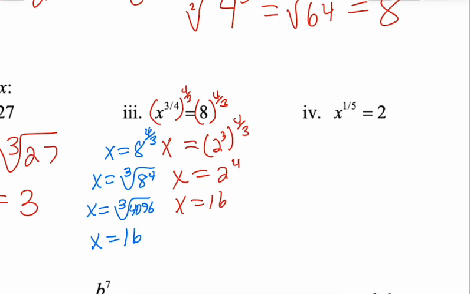So what's going to get rid of a 1/5 power is a 5 over 1, the reciprocal. Well, 2 to the 5th is a nice one. I don't know many of the fifth powers off the top of my head, but I do know 2. 2 to the 5th is 32. So that's the way I would suggest doing a problem like 3 and 4, okay?